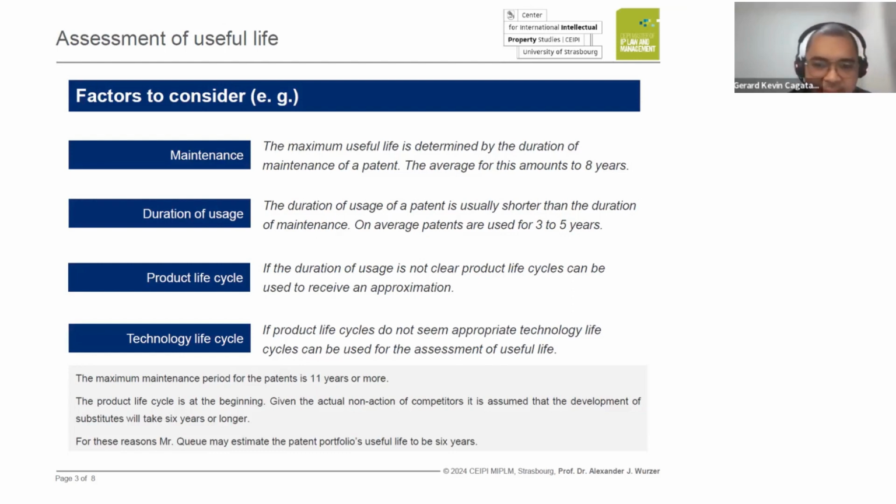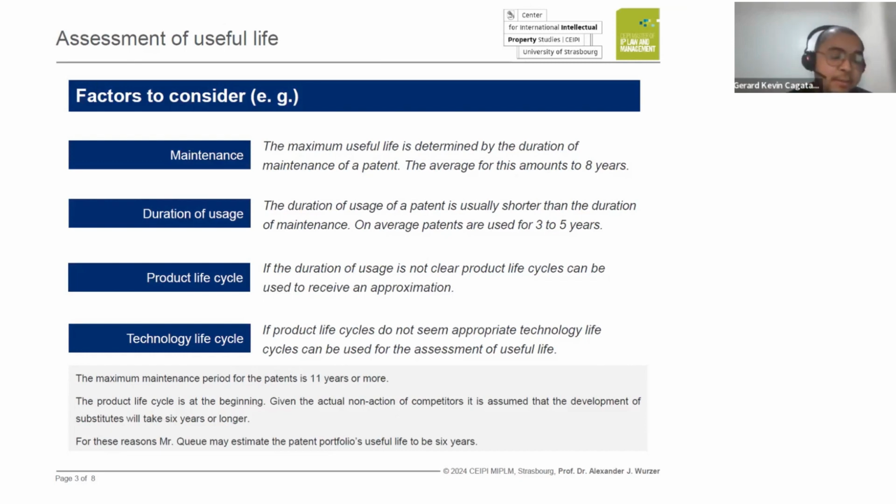If the product life cycle does not seem appropriate, we can use technology life cycles for the assessment of useful life. The technology life cycle defines how the technology and its processes affect the business processes. The progression of technology is seen to advance slowly at first and then accelerate and inevitably decline, similar to an S curve shape.